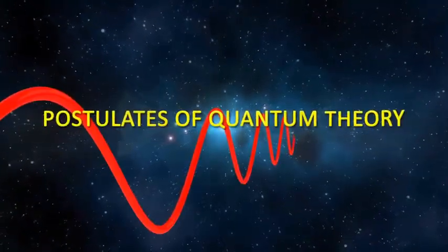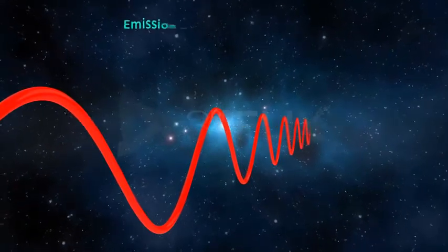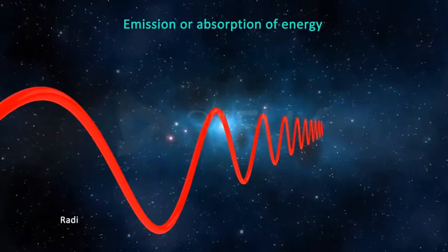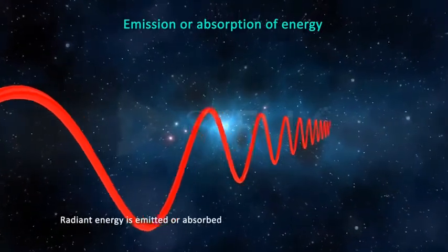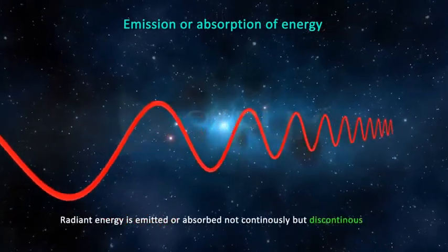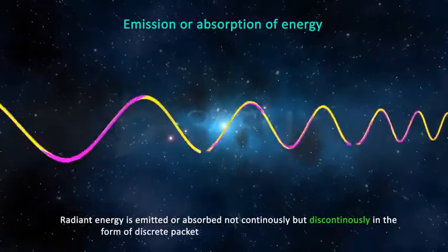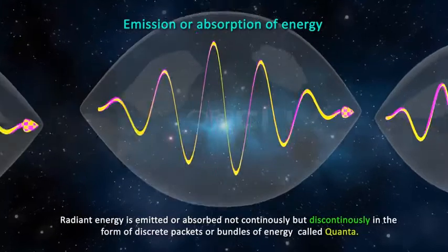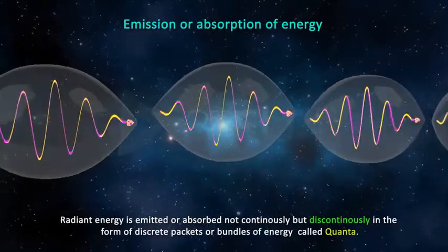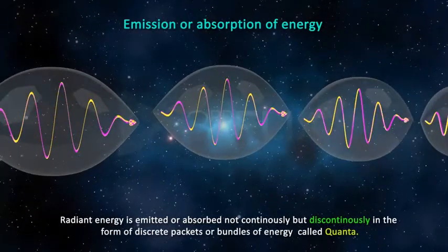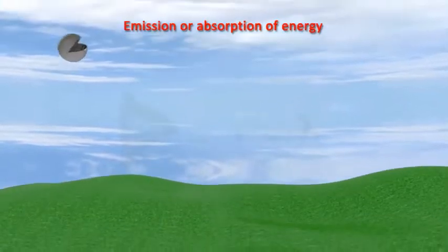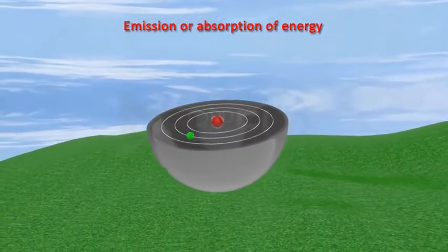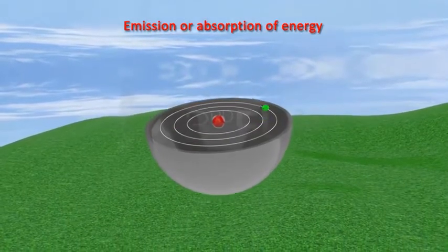Postulates of quantum theory. According to the quantum theory, radiant energy is emitted or absorbed not continuously but discontinuously in the form of discrete packets or bundles of energy called quanta. Atoms and molecules can emit or absorb energy in discrete quantities only.